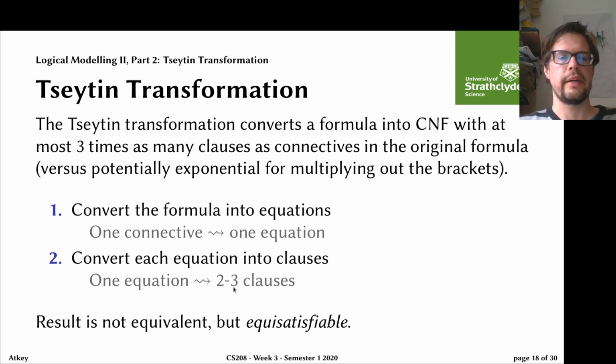Now the wrinkle here is that the result is not equivalent in the sense that we looked at last time, but is what is called equisatisfiable. And this will be enough for us to be able to put the formula that results from the Tseytin transformation into a SAT solver, and then be able to get any satisfying assignment back from that to the satisfying assignment for the original formula.